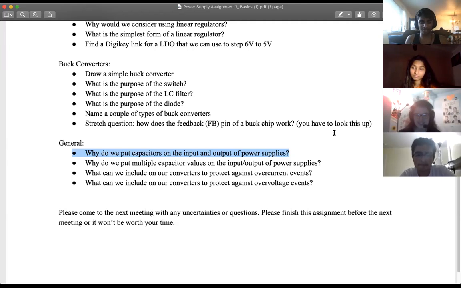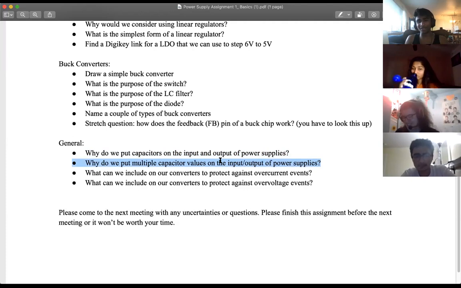The correct amount of what? Voltage. Yes. What do capacitors like and what do they hate? They don't like changing voltage. Yes. Okay. Why do we put multiple capacitor values in the input and outputs of power supplies? And there's a really cool thing I want to show you all after we go through these questions. It'll maybe show you something cool or leave you very confused, but I think it's cool.